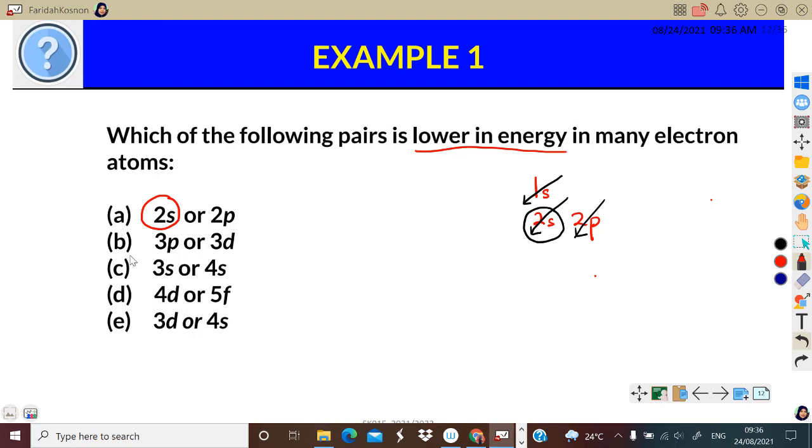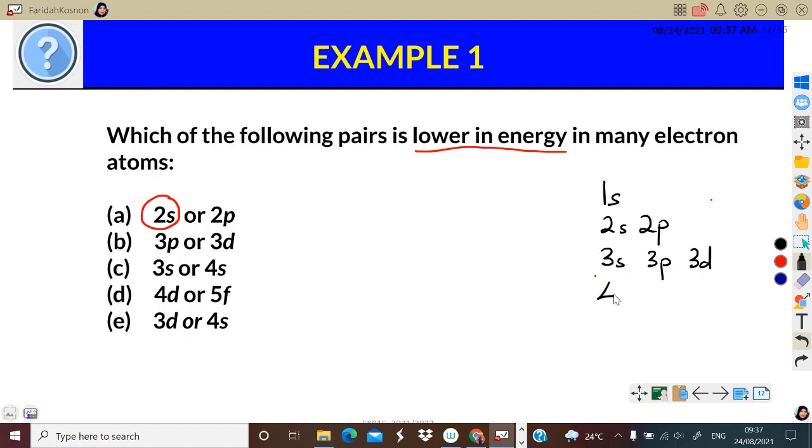Okay, satu lagi contoh saya nak bincang adalah B. Kalau saya ada 3p and 3d. Saya padam semulalah yang kat sini supaya tidak mengelirukan. Okay, we have 1s, 2s, 2p, 3s, 3p, 3d. Katakanlah saya buat sampai 4s. Sebenarnya boleh sambung. We have to fill 1s orbital first, followed by 2s, followed by 2p, followed by 3s. Lepas 3s, barulah kita isi 3p.